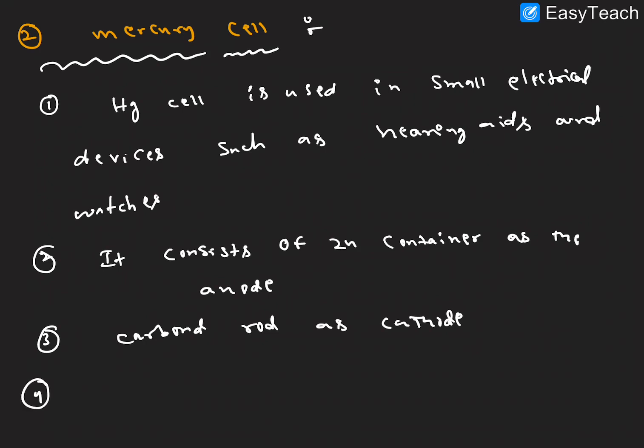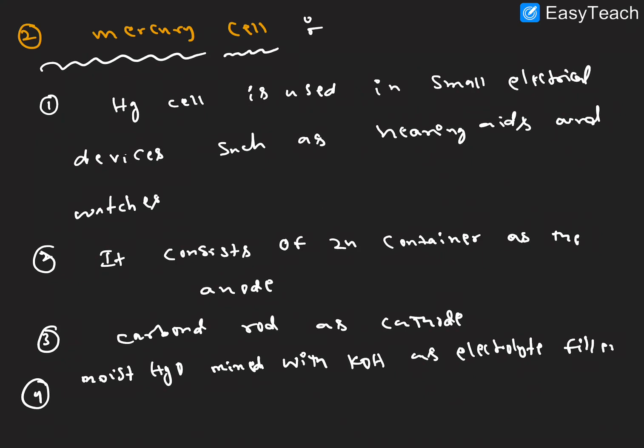Let me explain the point number 4: a moist paste of Hg mixed with KOH as an electrolyte, filled between the two electrodes, between the two electrodes, right. Let me explain what is happening in the anode reaction here.